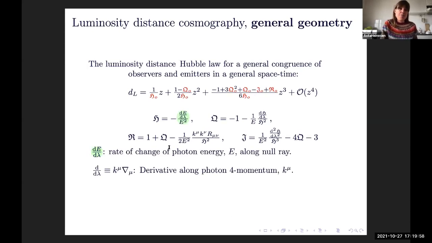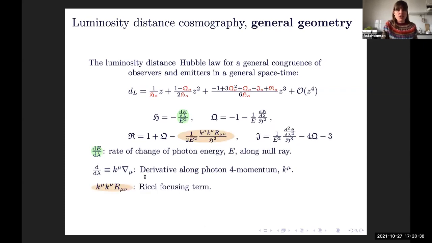And here we see that the Hubble parameter generalizes to this function, which is given by the rate of change of photon energy along the photon null ray. So this is a very natural generalization of the FRW Hubble parameter on the observer's light cone. Also, we have at higher order that the deceleration parameter is given in terms of the derivative of this curly H function generalizing the Hubble parameter. When we go to third order, we have curvature entering through this Ricci focusing term, which tells us how photons are converging as they approach the observer. And we also have the generalized jerk parameter, which is given in terms of the second derivative of the curly H function.